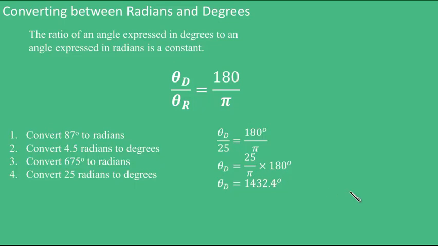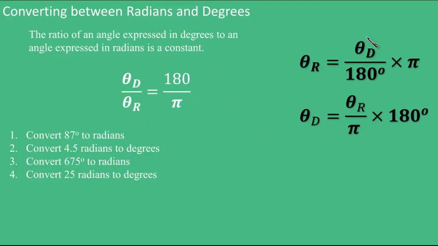And so the ratio of 25 to pi, that's going to be 7.96 more or less. So this then is going to be 7.96 times 180, which gives us 1432.4 degrees.